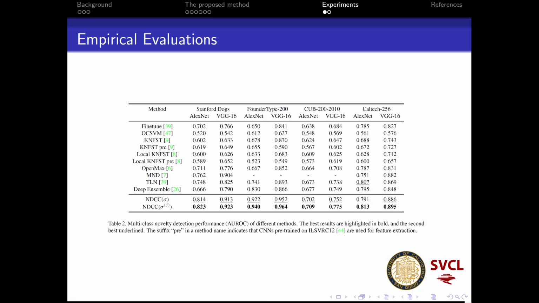In this work, the proposed method has been evaluated with two network architectures on 4 public datasets, including 3 fine-grained visual categorization datasets. For our method, we experimented with 2 different parameterization strategies. Empirical evaluations and comparisons demonstrated that our method achieved significant improvement over several state-of-the-art novelty detection approaches.